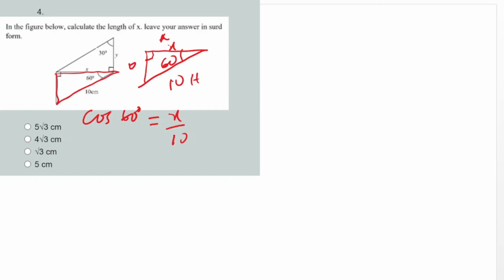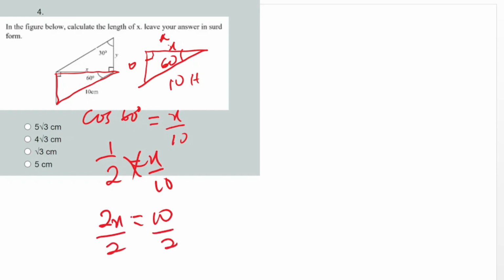Let's look at this here. Cos 60 degrees is 1 over 2. So we're saying that 1 over 2 equals x over 10. When you cross multiply, you have 2x equals 10. Divide both sides by 2. Therefore, x is equal to 5 centimeters. So that is this option. You can see that it's very straightforward.